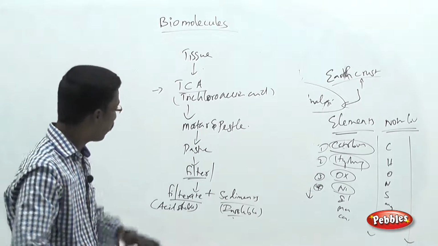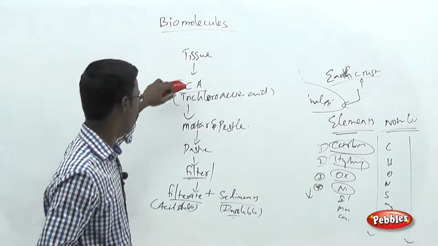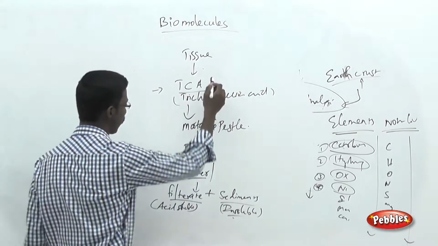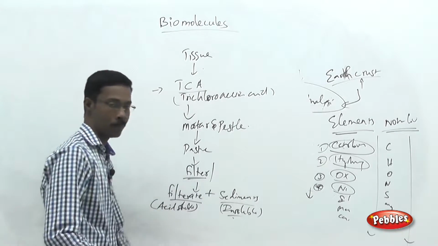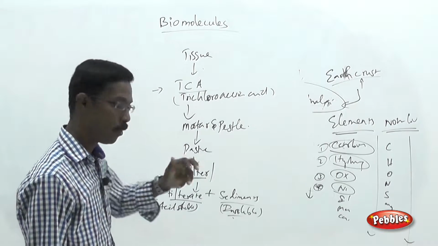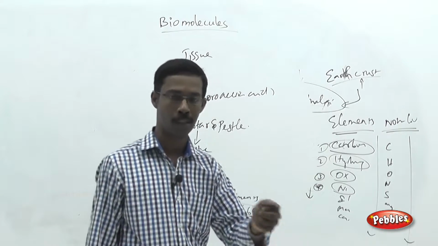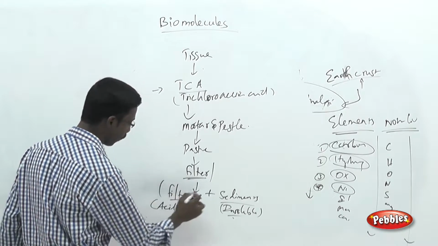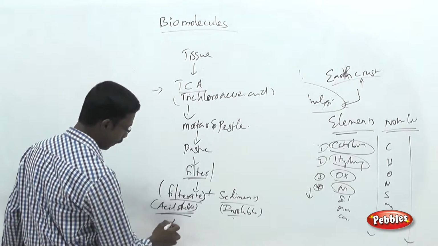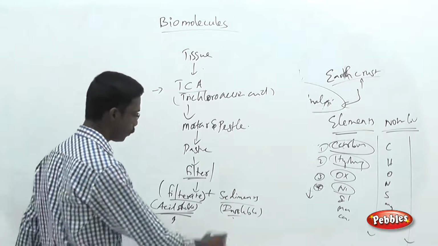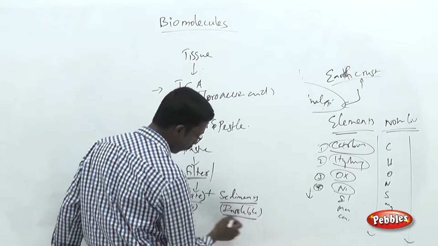You have taken the sample, a living tissue sample, and ground it in the presence of acid, trichloroacetic acid, with the help of a mortar and pestle, a grinding stone. You will get a paste, and you squeeze the paste to get the juice out of it. That juice is called the filtrate, the acid soluble fraction of the living tissue sample, and you will also get an insoluble fraction.